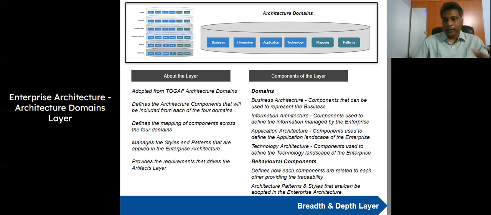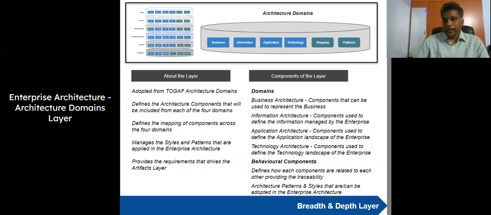And while we define all these components or objects that we want to manage within the enterprise architecture for each of these domains, we need to have a mapping. So how does an object defined in the business architecture map to an object defined in the information architecture, right? So a business entity in the business, how is it represented on an information model, right? So all those mappings also should be part of this layer.